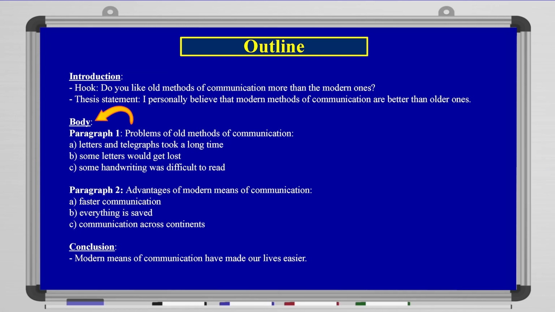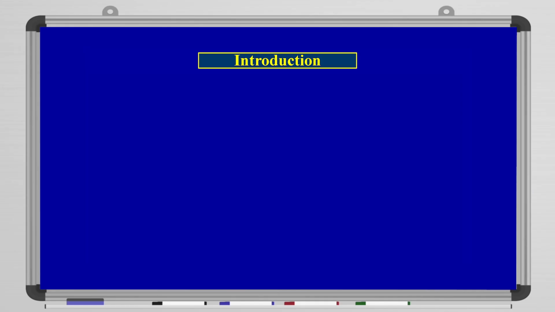Introduction, body, paragraph 1, paragraph 2, and then conclusion. If you wrote the outline correctly, you will automatically write the essay correctly. Let's take a look at the introduction.